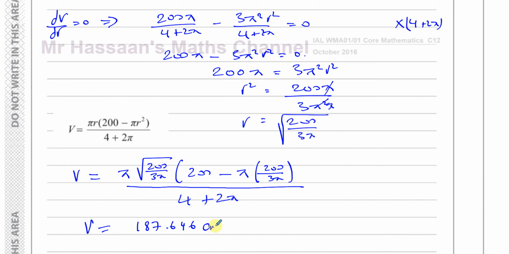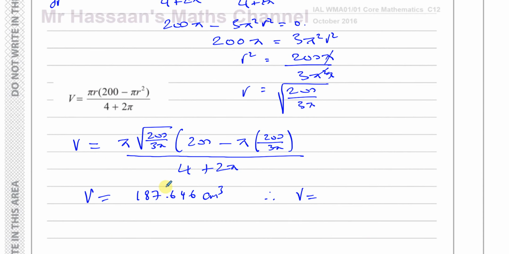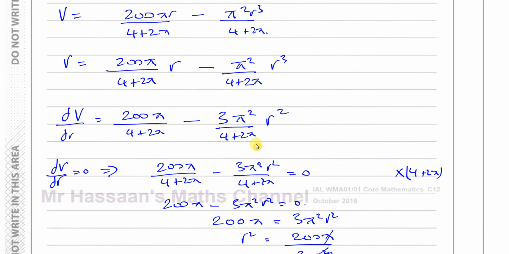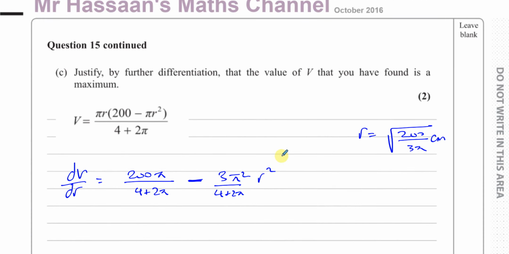187.646 cubic centimeters. So we have to round to the nearest centimeter cubed, as it says. Yep, nearest centimeters cubed. So that's going to become 188 centimeters cubed. So there's the answer to part B of this question. Now we're going to move on to part C. It says justify by further differentiation that the value of V that you have found is a maximum.